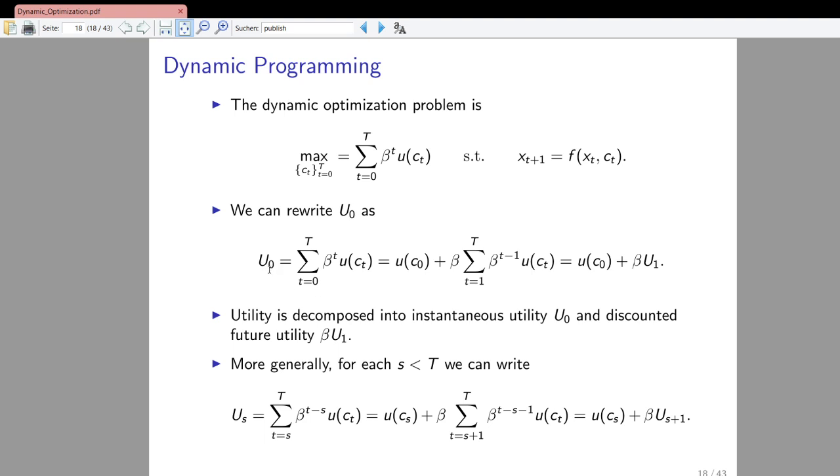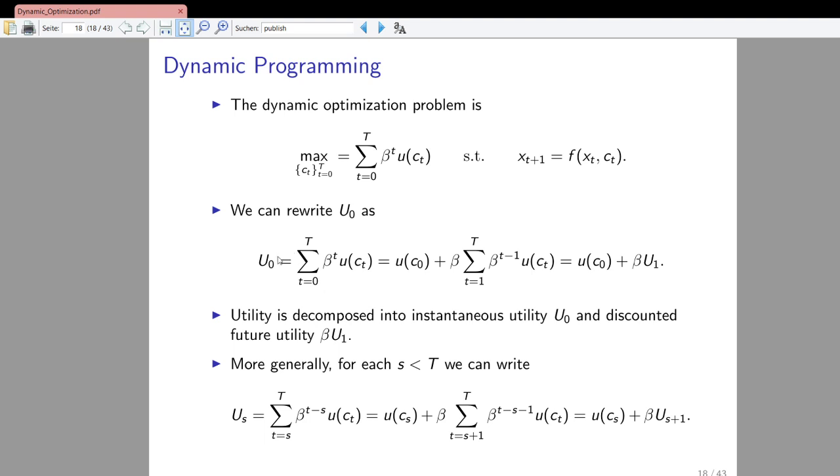If we denote this lifetime utility function by U_0, we can split this up into the instantaneous utility function in the first period, period 0, u of consumption at time 0, plus beta, the discount factor, times the future utility discounted by beta to the power of t minus 1. So that's a recursive formulation basically, where we separated out first period instantaneous utility and add the discount factor multiplied with the future utility level starting at period 1. So basically it's separating between today and all of the future that is to come. So utility is decomposed into instantaneous utility and discounted future utility.